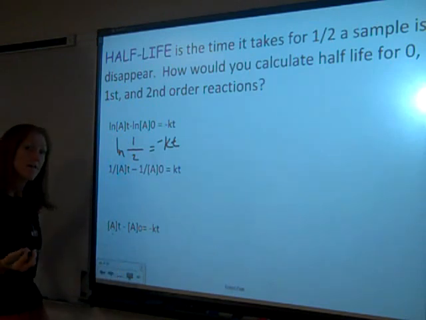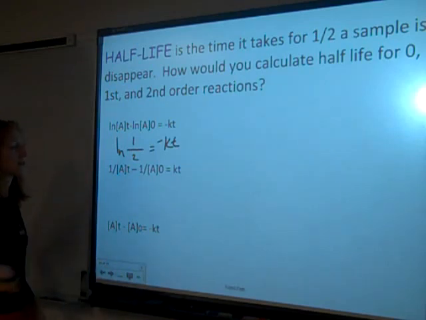That's what's special about first order. The length of the half-life is constant. The first half-life is just as long as the second half-life, which is just as long as any other half-life for a reaction. In a second order, let's see what happens.